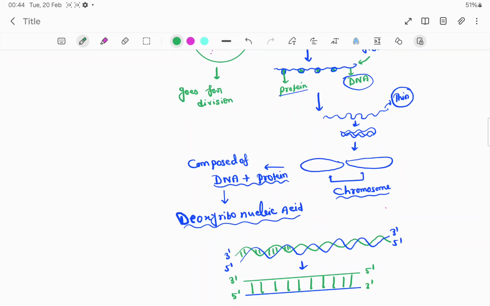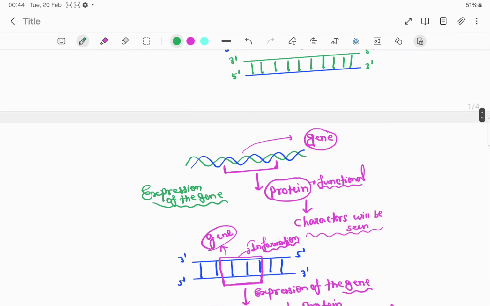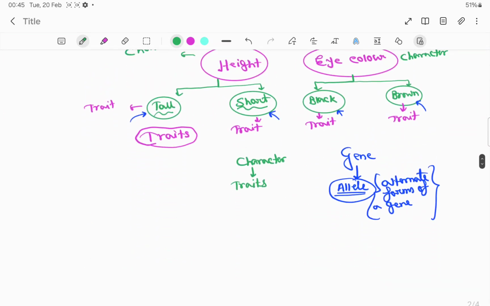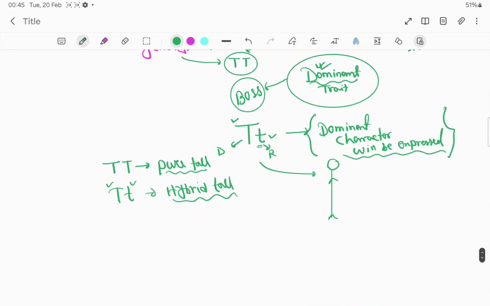Now in that DNA, some parts of the DNA carry the information of a particular character. When that gene is expressed, that particular protein will be formed, and because of the formation of that protein, we can see what kind of characters will be seen. So these are some basic things that we need to know when we study genetics.